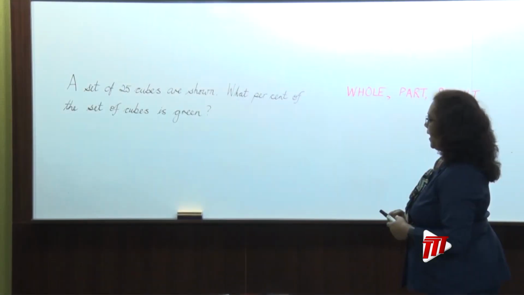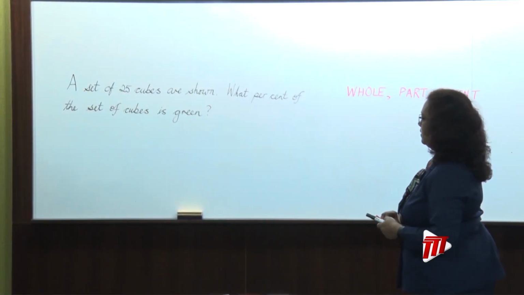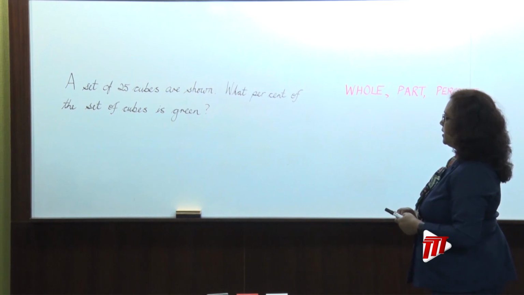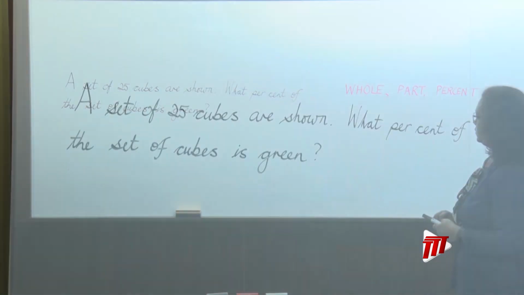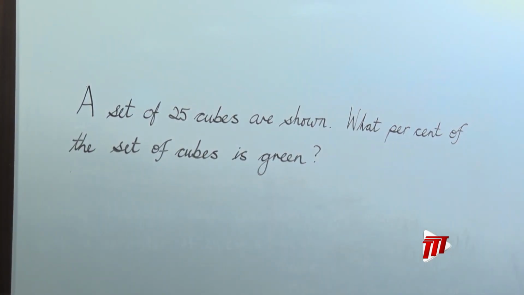So boys and girls, in our last problem, we found a simple percent of another quantity. In this problem, we are going to look at expressing one quantity as a percent of another quantity. So I have a problem on the board. I'm going to read it. A set of 25 cubes are shown. What percent of the set of cubes is green?